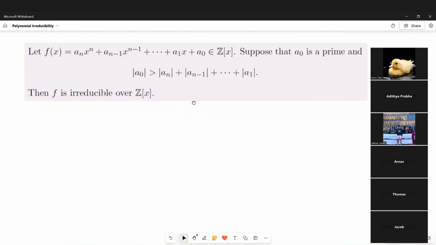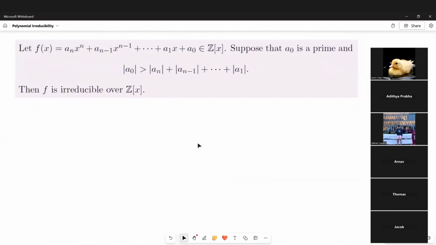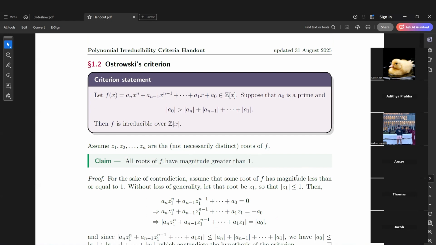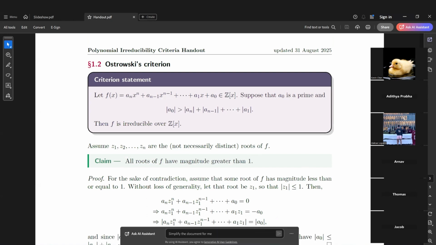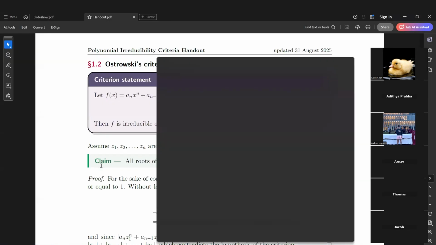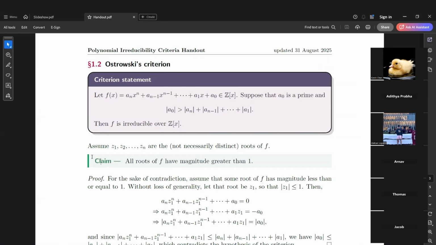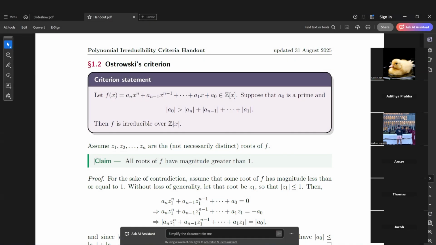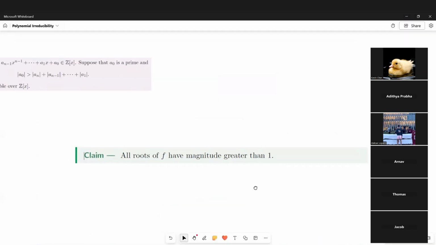So if we look at the statement, which is right here, our first claim is that all roots of f have magnitude greater than 1. Okay, so we want to prove this claim.